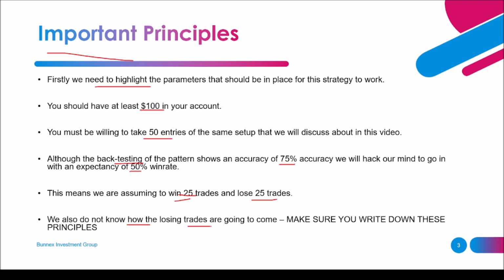So by not knowing how the losing trades are going to come, let's hack our mind that the first 3 entries that we will take with this particular strategy are going to be losers. And that is going to add up to 25 with the other losses being unknowingly distributed within the system.